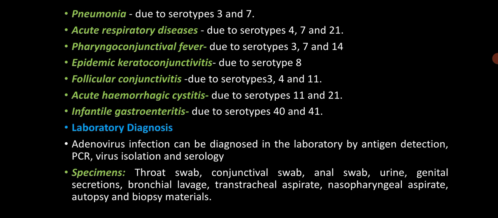The specimens taken for isolating and detecting the viruses are throat swab, conjunctival swab, anal swab, urine, genital secretion, bronchial lavage, transtracheal aspirate, nasopharyngeal aspirate, and autopsy and biopsy materials. These are all the sampling materials for diagnosing adenoviral infections.